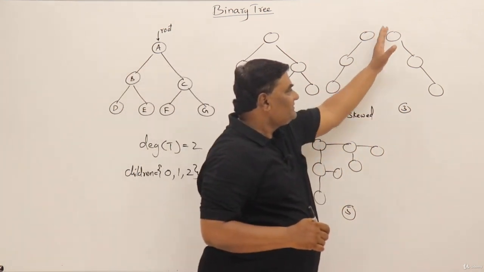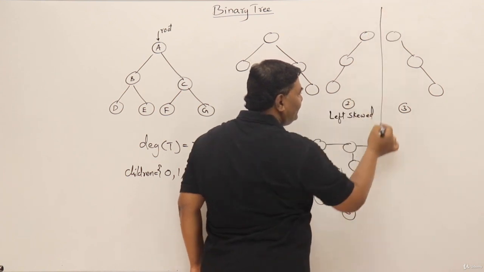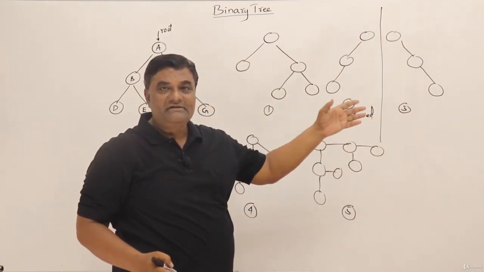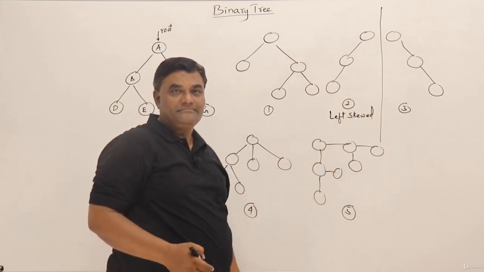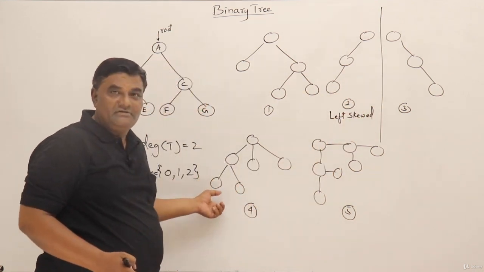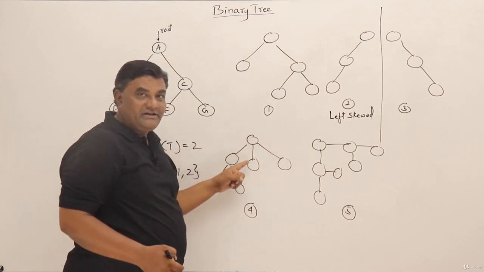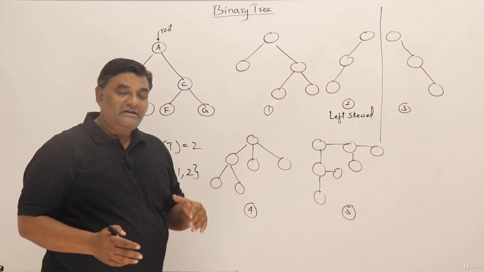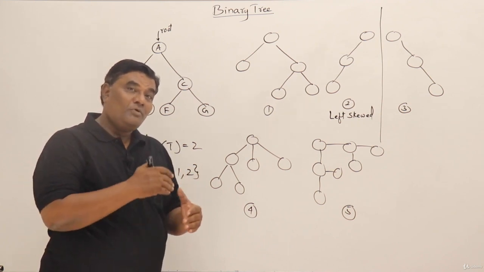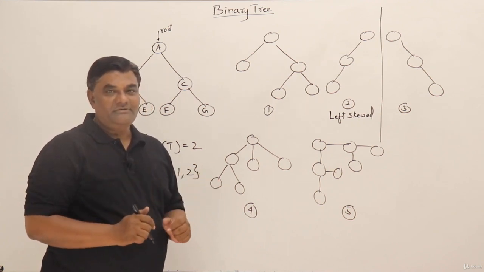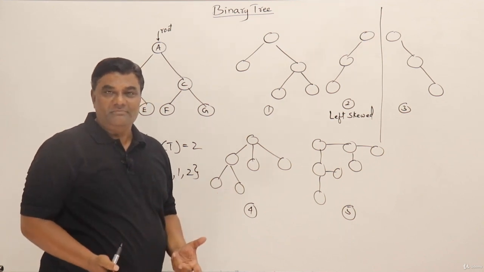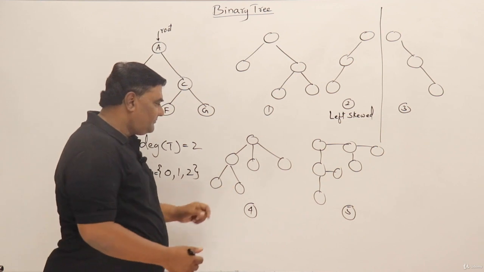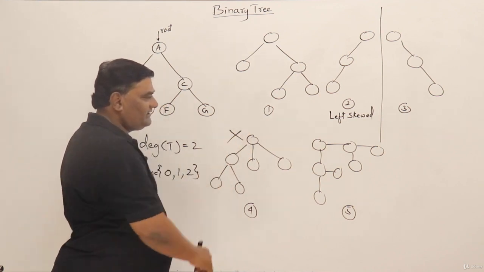And this one, this is another one. I'll just put a separation here. That is another one, third one. And that is also a binary tree, that is a right skewed binary tree. What about this one? How many children? 3. No, this is not a binary tree. So when do you say it's not a binary tree? If any node is having more than 2 children, then you say it's not a binary tree. Less than 2 children is not a problem. So this is a binary tree, this is a binary tree. This is not a binary tree. This one is not a binary tree.